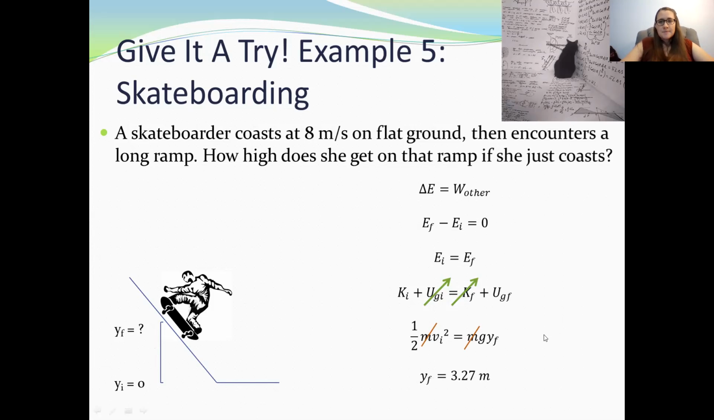So we know her initial speed here is 8 meters per second. So 1/2 times 8 meters per second squared divided by g, so divided by 9.8 meters per second squared, gives us a final height of 3.27 meters. And again, that's taken from the ground being our 0 point. So that would be 3.27 meters above the ground, not necessarily along the ramp.